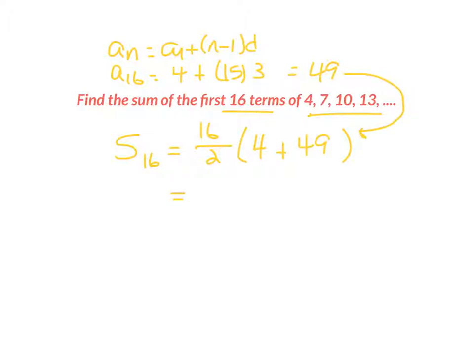So if I do the division on the outside, that's 8. If I add the 4 and the 49, that's 53. So your answer is just going to be whatever 8 times 53 is, which, if I'm not mistaken, would be 424. So if you add up the first 16 terms of this sequence, even though we didn't know what the 16th term was at first, we're going to get 424.